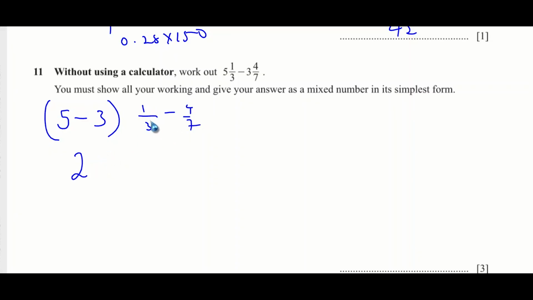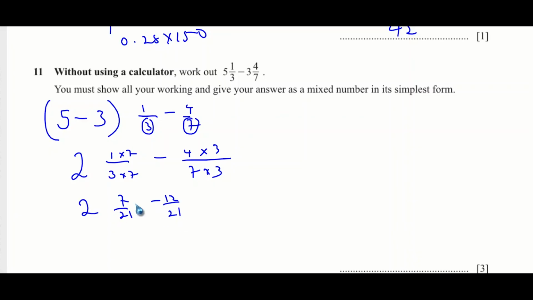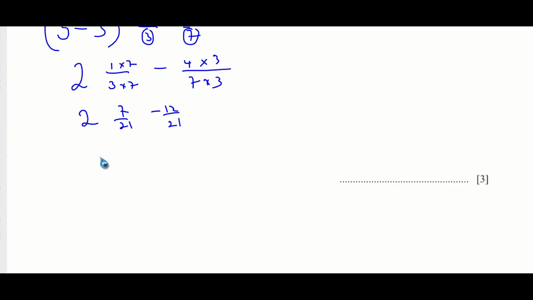Okay, so I can now make them have common denominators. So I'll have 1 over 3, then I can multiply by this 7, so times 7. Then minus 4 over 7, then I can multiply by this 3. So this will make me have a common denominator. So this will be 7 over 21 minus 12 over 21. Then since they have common denominators, I can easily subtract the numerators straight away.